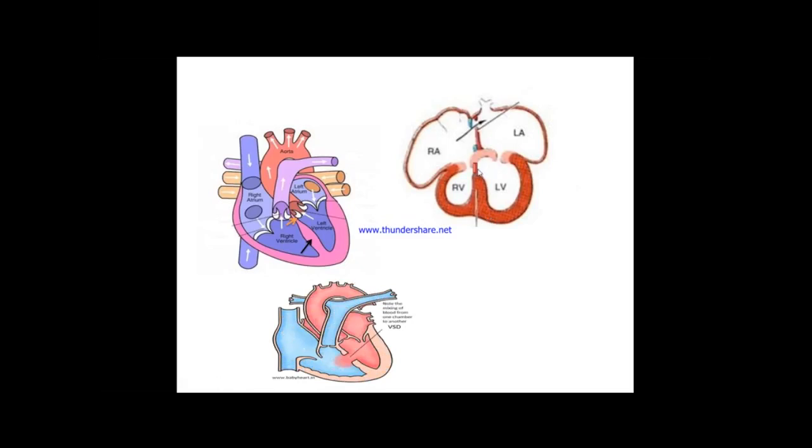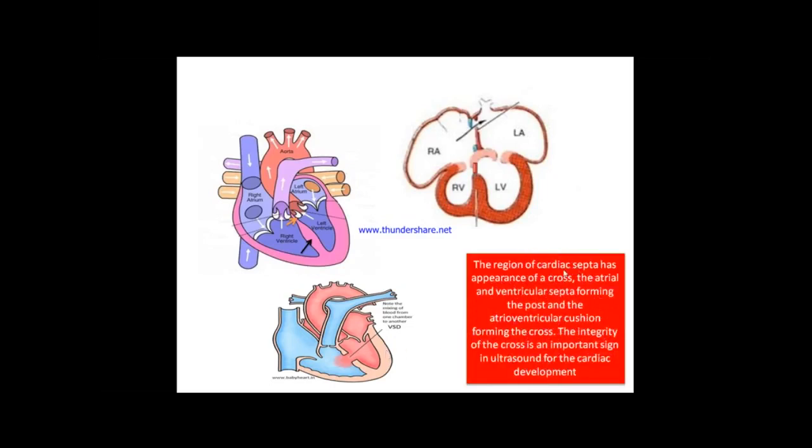So if this portion fails to develop, there is persistence of a foramen between the right ventricle and the left ventricle, known as interventricular septal defect. Here you can see it.